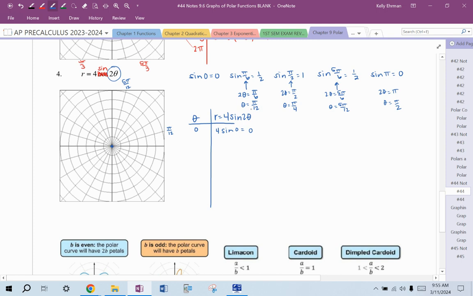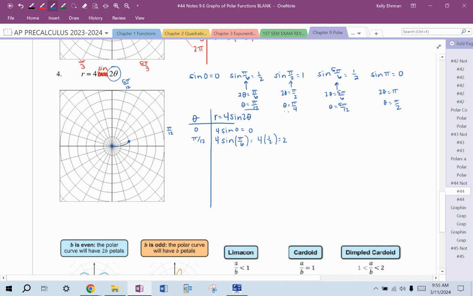And then remember, we're plugging in pi over 12. Because when we plug that in, we're going to get 4 times sine of 2 pi over 12, which is pi over 6. And that's 4 times 1/2. So that's 2. Face pi over 12, go forward 2. So here's what we have so far.